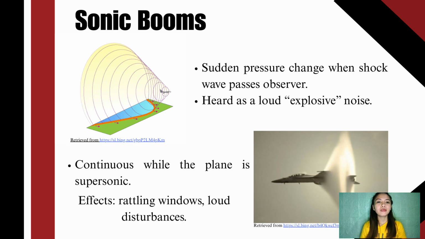So now let's start by talking about sonic booms. So a sonic boom happens when an aircraft flies faster than the speed of sound, which we call supersonic speed. As the plane moves, it creates pressure waves in the air. It's kind of like the ripples you see when a boat moves through water. So when the aircraft goes supersonic, these pressure waves build up and merge into a single powerful shock wave. So when this shockwave passes an observer on the ground, it causes a sudden pressure change. So that's what we hear as a loud, explosive noise known as a sonic boom.